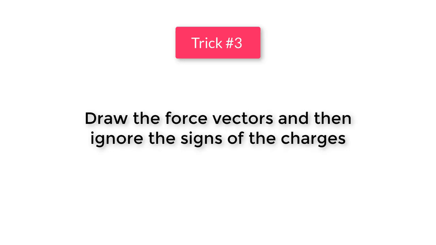My students were often confused when there were 3 or more charges, especially if one of them was negative, which leads me to trick number 3. Trick 3, draw the force vectors and then ignore the sign of the charge. See, here's the thing. Positive and negative charge is sort of an arbitrary construct. And really, all that matters is that opposites attract and like charges repel.